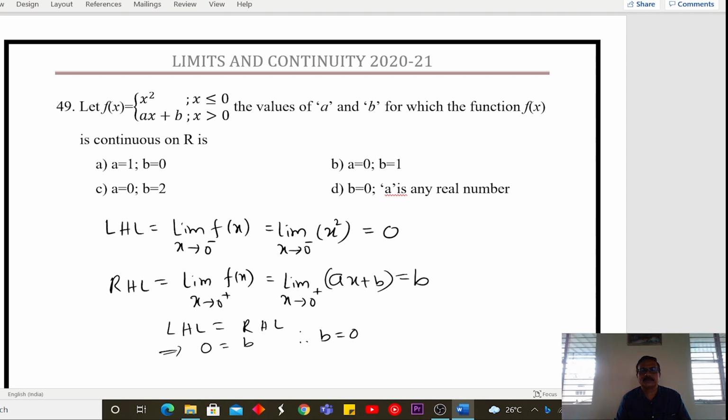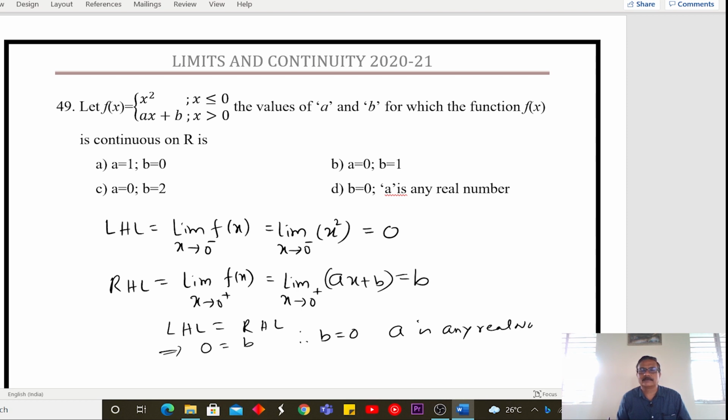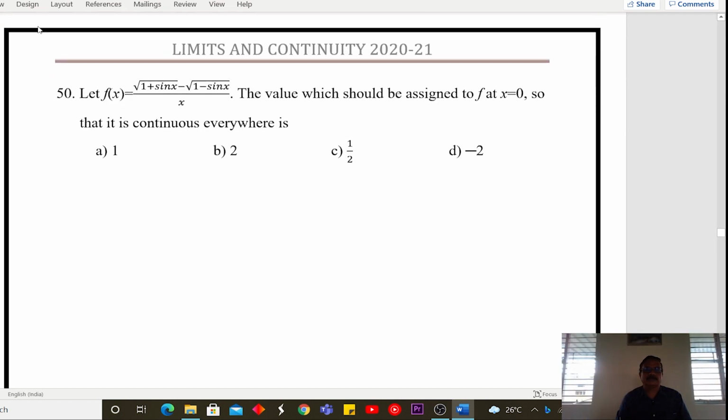So b is equal to 0, but what could the value of a be? Is it 1? See, when we put a as 1 here, what happens? 1 into x value 0, 0 plus b, b. Right? So is option A the right answer? Or option B, or option C, or option D. So a is any number. Now b is equal to 0, obviously a is any real number. So which option is it? Option D is the right option. Okay. Question number 50.